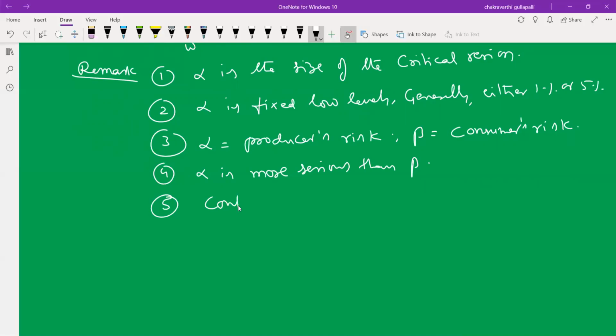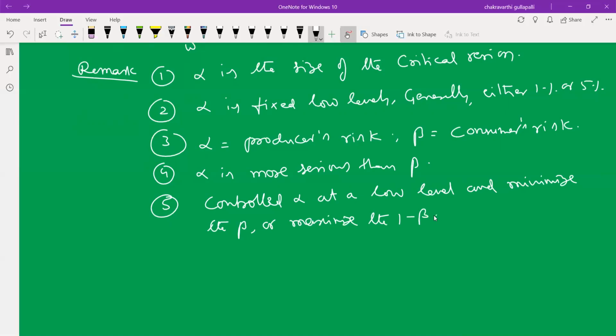Remark 5. Control alpha at a low level and minimize beta, or maximize 1 minus beta. Control alpha at a low level of significance and minimize beta or maximize 1 minus beta. The corresponding test is called the best critical region.